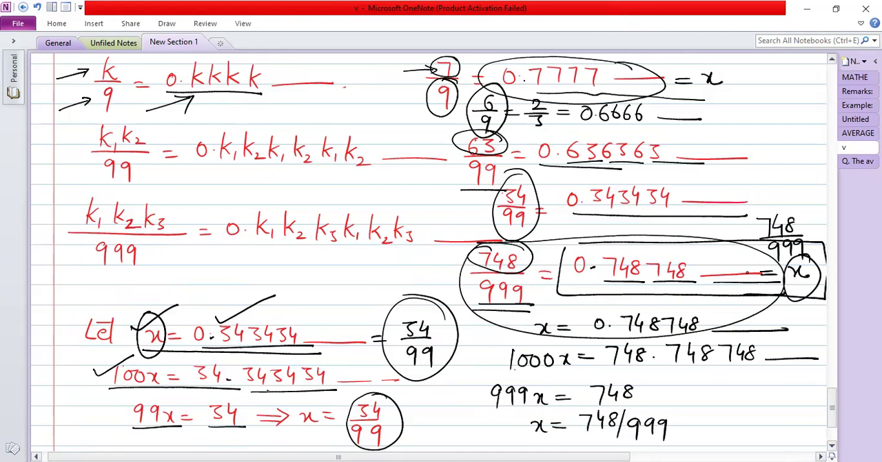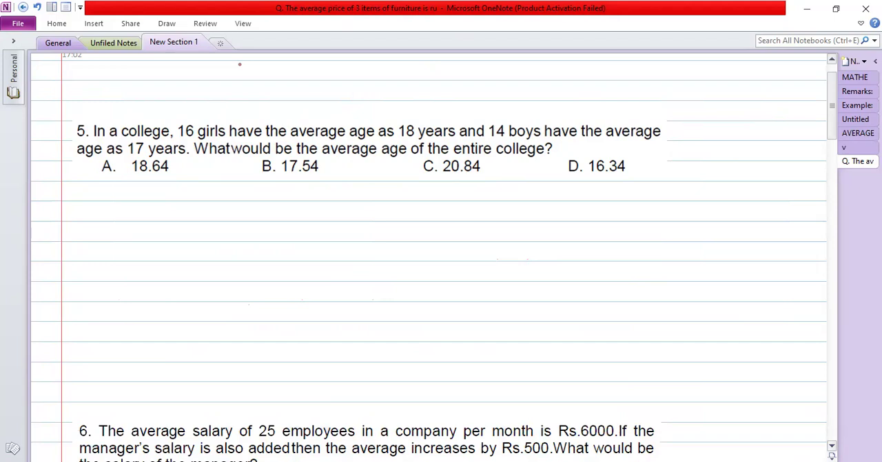So this remark I had used in the previous question. Now, in our college, 16 girls have the average age of 18 years and 14 boys have the average of 17 years. What would be the average of the entire college? Entire college means 16 girls plus 14 boys, a total of 30 students. The average age of 30 students. For this, there is a formula known as the weighted average.